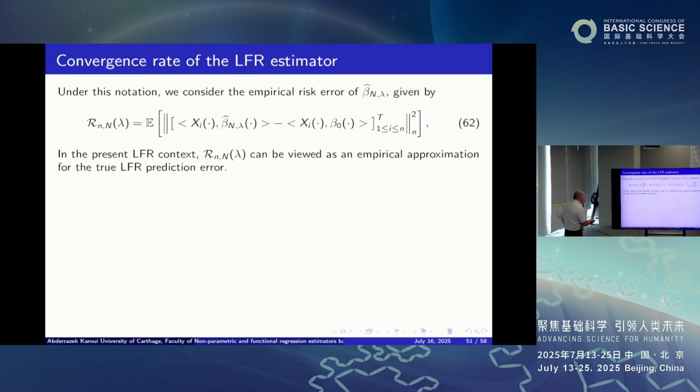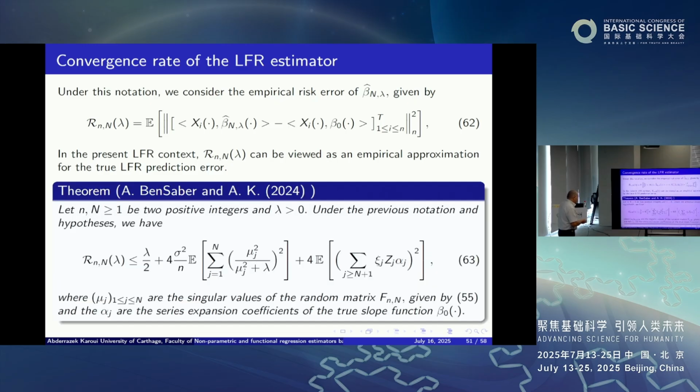And now the risk error for the functional regression problem is given by this formula. It's the empirical risk error. And we're going to prove that this empirical risk error is optimal. And this is the result obtained with my PhD student, Asma Sabar.